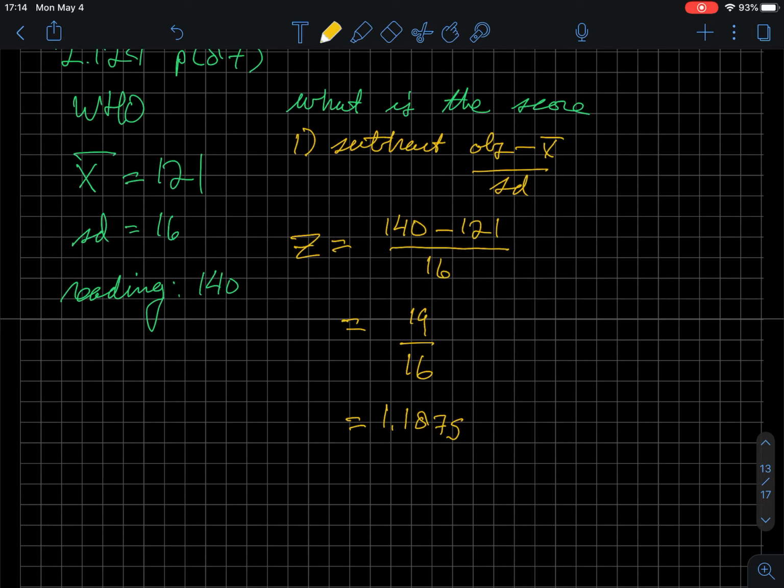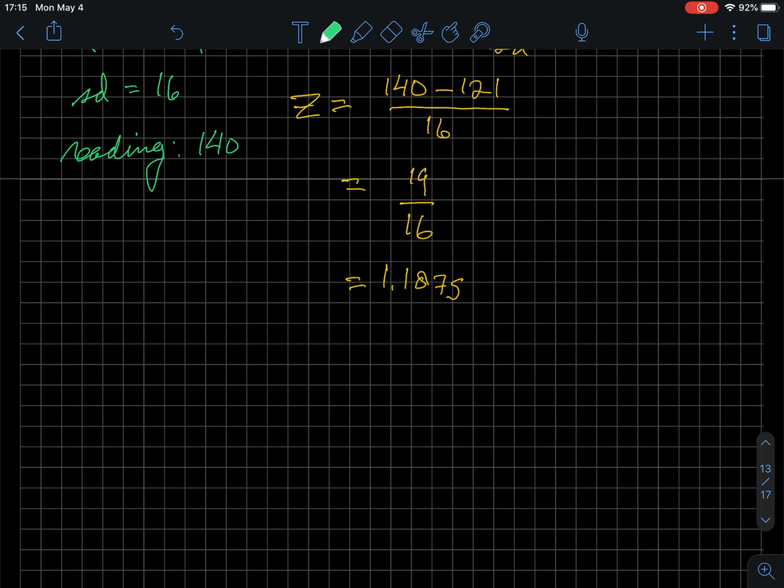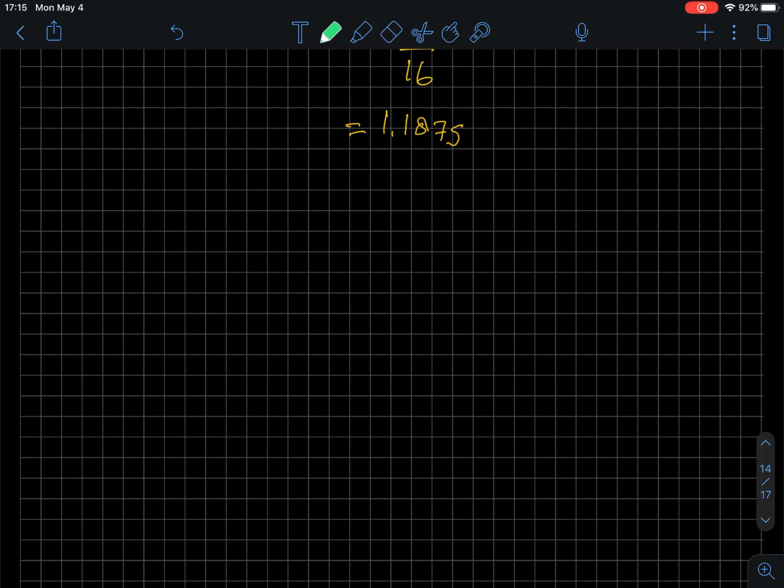So does this really mean anything? Do we really care? Probably not. We haven't talked about this yet, but that's what our z-score is. It's a pretty straightforward, easy formula to understand. What do we do with this information? Let's do another one real quick.